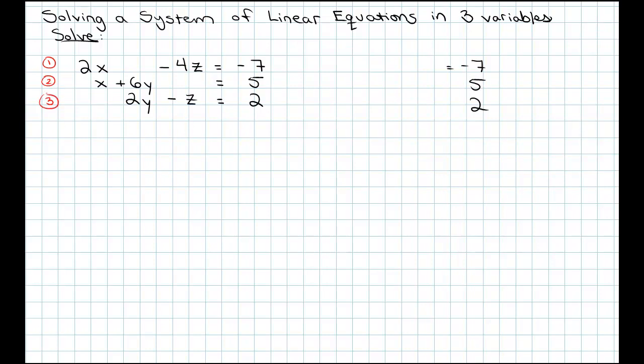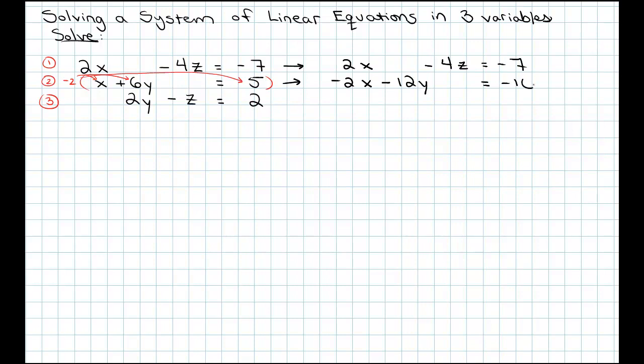And I'm going to choose to eliminate the x's in equation number 1 and equation number 2. In order to do that, I need to multiply equation number 2 by a negative 2. So I'm going to distribute. Equation number 1 is going to stay exactly the same. Equation number 2 is going to turn into negative 2x minus 12y is equal to negative 10.